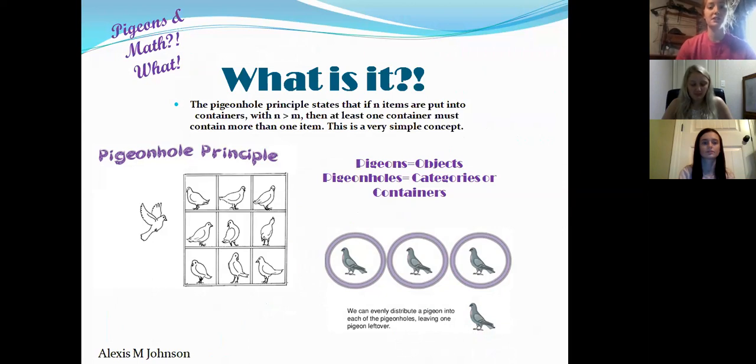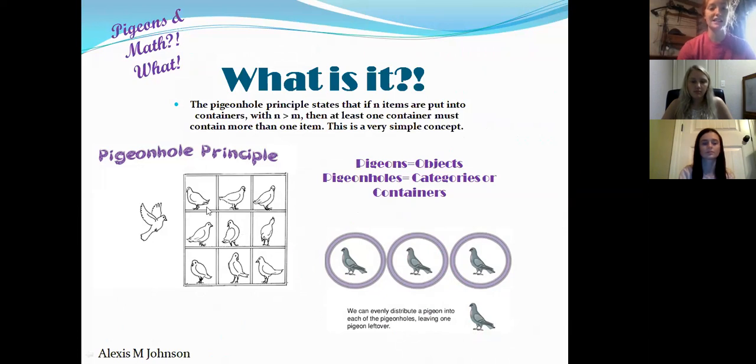The pigeonhole principle states that if n items are put into m containers, with n being greater than m, then at least one container must contain more than one item. This is a very simple concept. It's basically common sense. I have 2 photos down here that are very similar problems that are pretty easy.